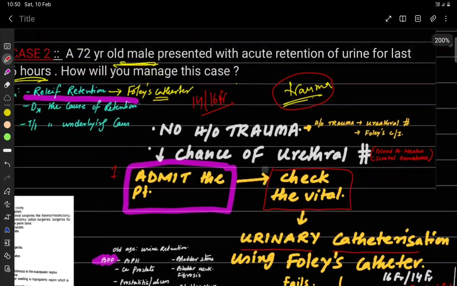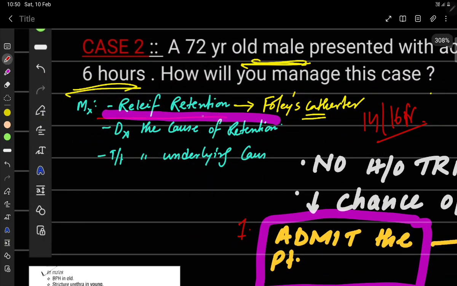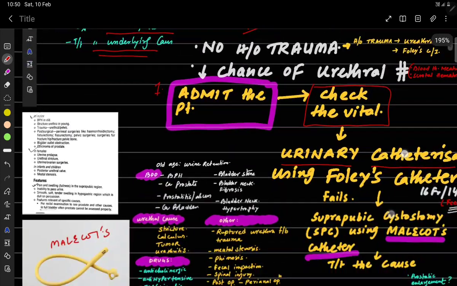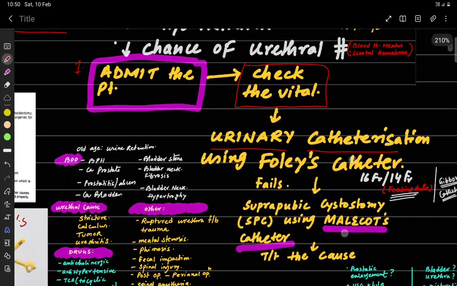Next is the relief of retention. Then we have to diagnose the cause of retention and give the actual specific treatment for the urinary retention.